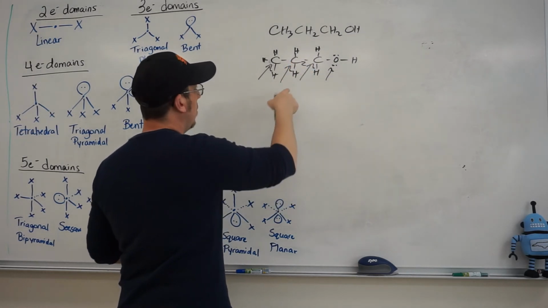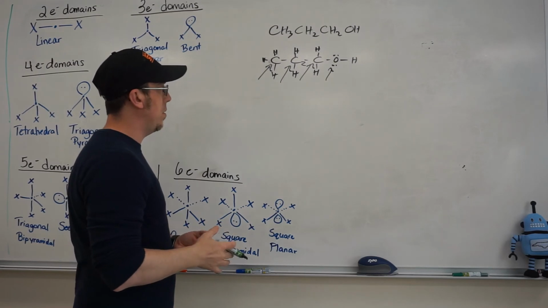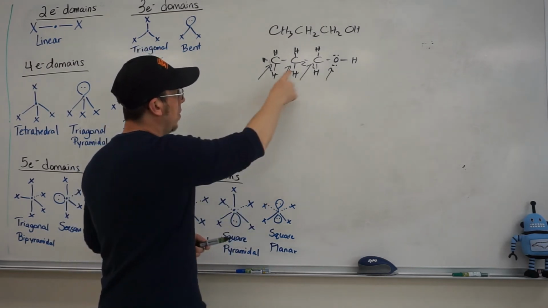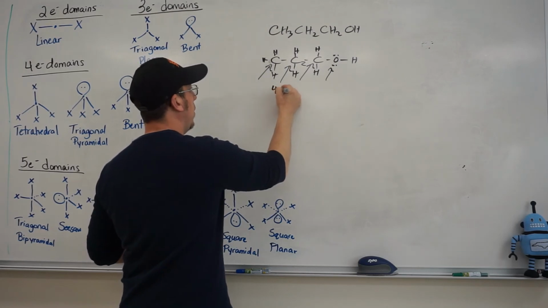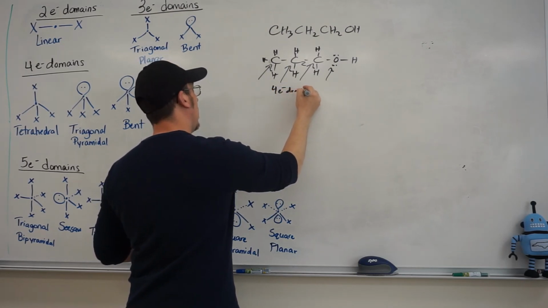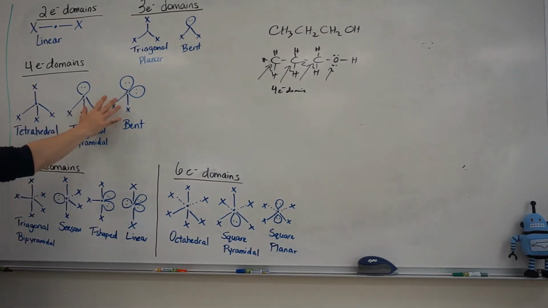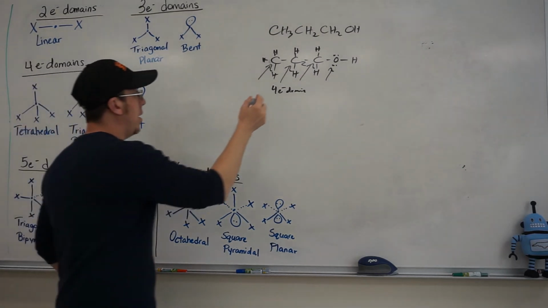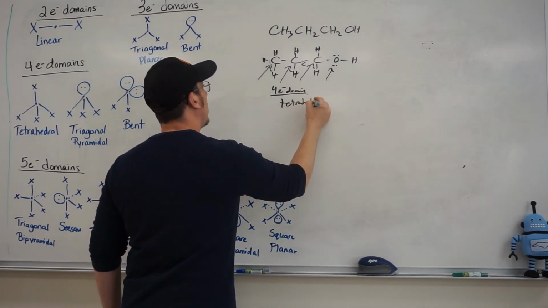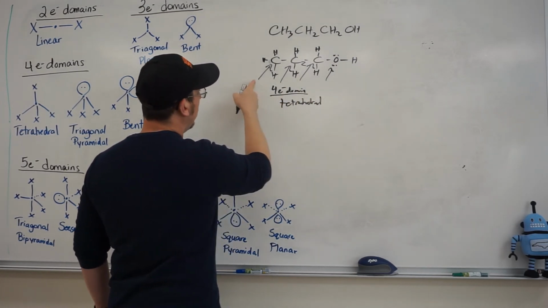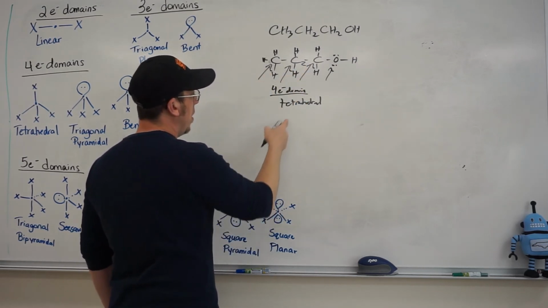All right. So if we look at the second carbon and say, okay, how many bonding pairs are there? Or how many domains are there? So there's 1, 2, 3, 4. So it's 4 electron domains. Now, when you look at the 4 electron domains, it has no lone pairs, so we call that a tetrahedral geometry.